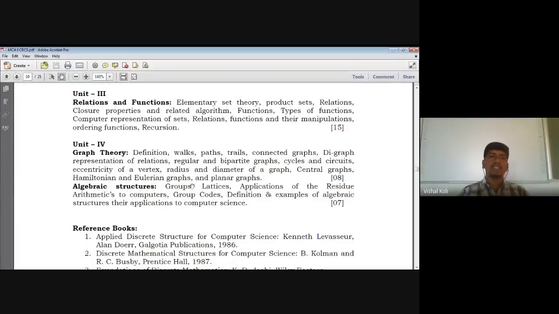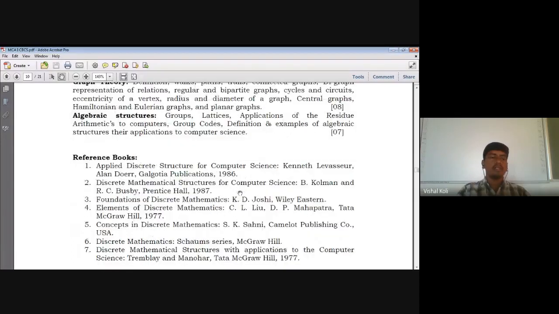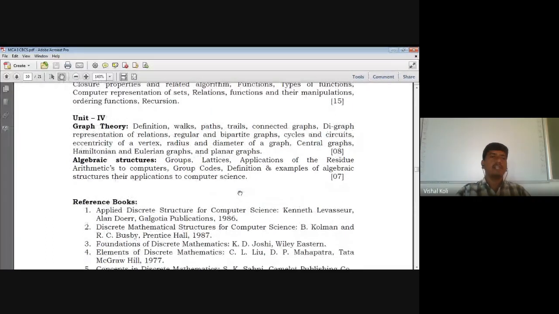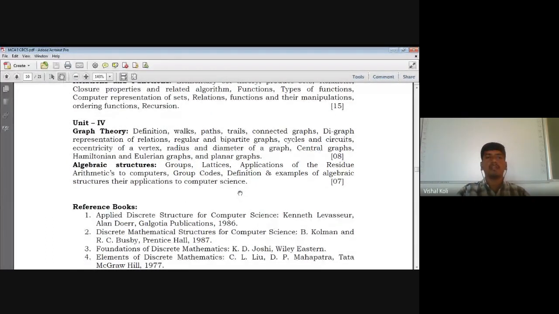The last chapter will be algebraic structures. In that we have to see groups, lattices, applications of residual arithmetic to computers, group codes, definition and examples of algebraic structures and their applications to computer science. And these are the reference books for our discrete mathematical structure paper. Okay, now we will start our syllabus from the fourth unit. Actually the fourth unit is independent of our previous three chapters, so we will start from the fourth unit.